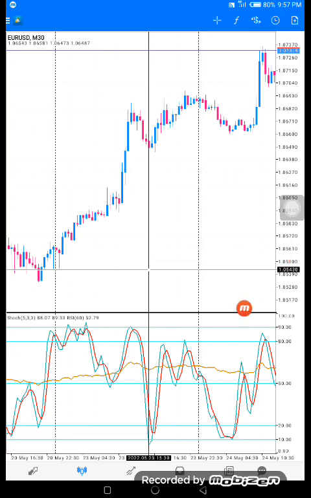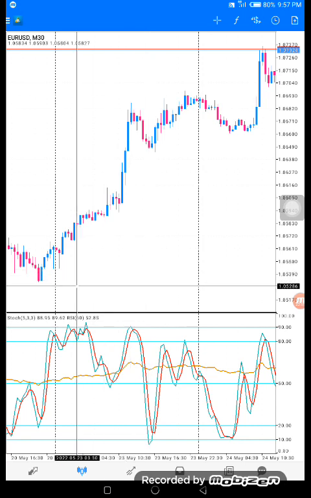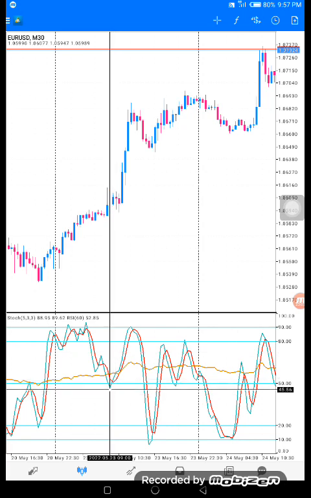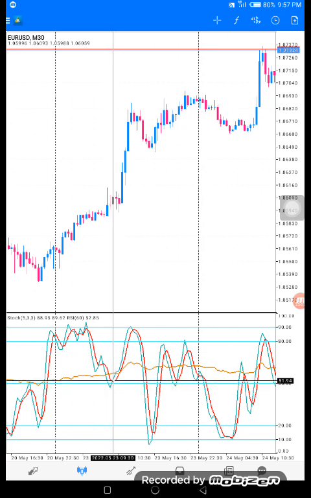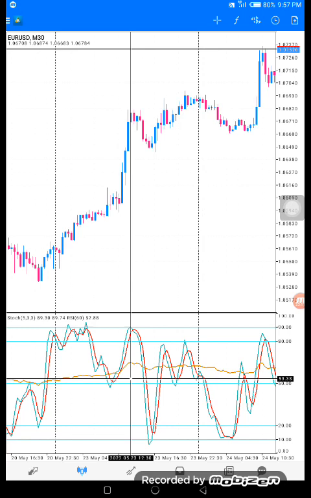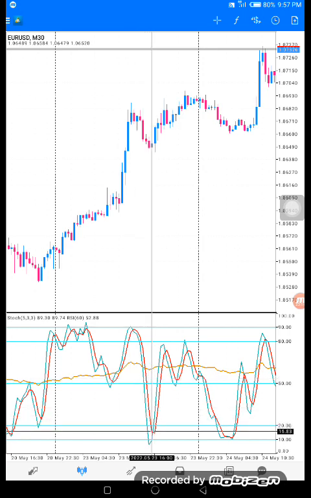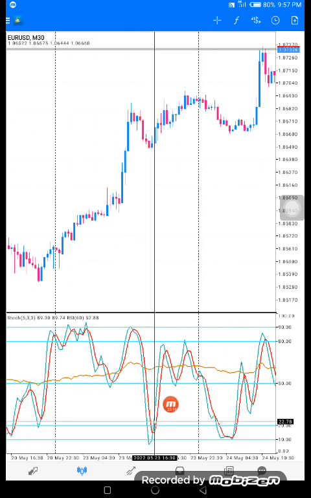here the RSI is still above the level 50, so you're still looking for buy setups, stochastic crossovers that are below the RSI. Now say this one is a stochastic crossover, where you enter your trade. Stochastic crossover here, you enter your trade, and then you close in profit. Stochastic crossover here, you enter your trade, close in profit.